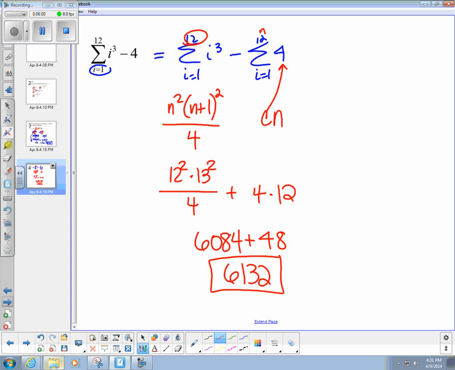6,132. So the main things to remember in using the formulas are to clear out any parentheses, either if you need to square a binomial or if you need to multiply using the distributive property. You've got to take care of that first, and then you can apply your formulas. And make sure that on the summation the bottom part says i equals 1. You have to start from the first term.